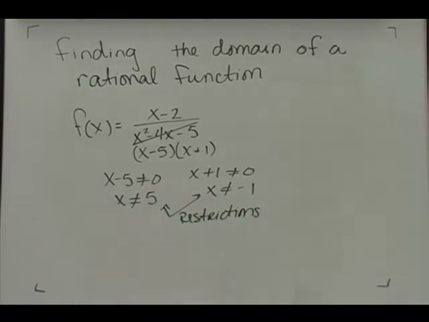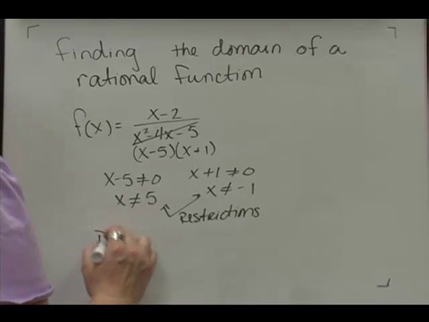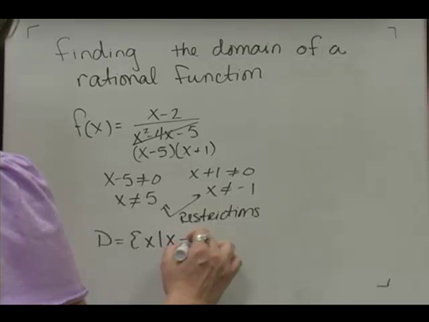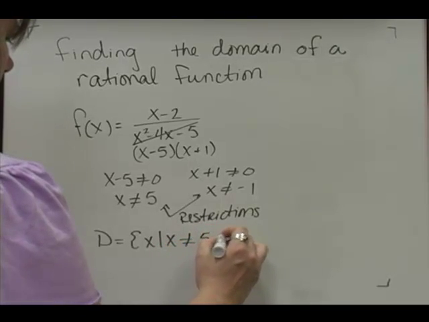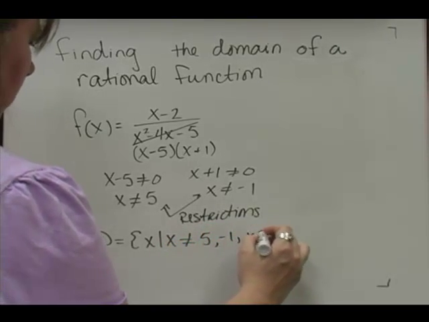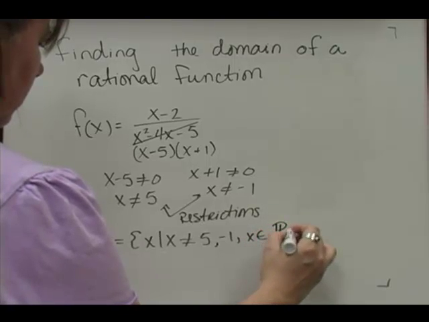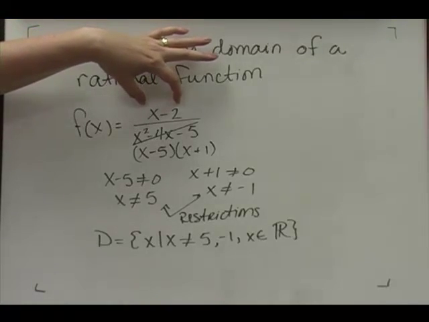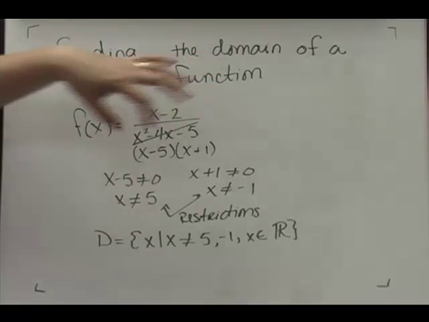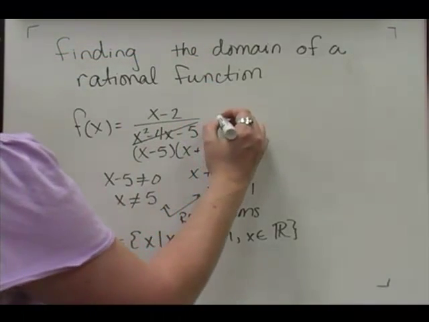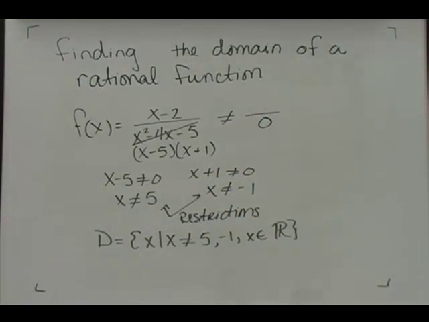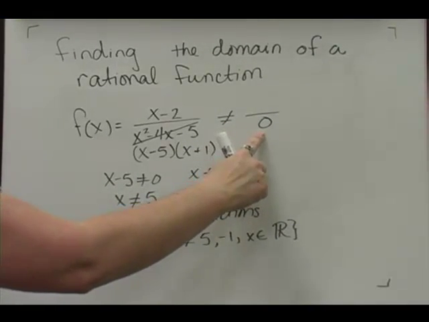And from my restrictions, I build my domain. My domain is equal to x, such that x is not equal to 5, nor negative 1, but it is a real number. Again, I don't care about what's happening in the numerator, because I don't care if it's 0 or not. I only want to make sure that the denominator is not equal to 0. I just have to prevent 0 from being in the denominator.